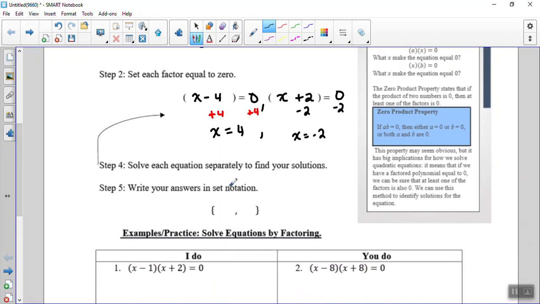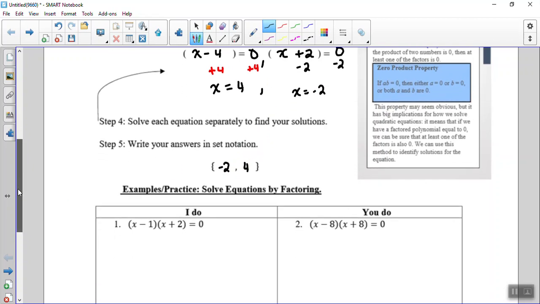Step 5, write your answer in set notation. So you know set notation, we just list out the answers. So you have negative 2 and 4. We like to write it in increasing order.